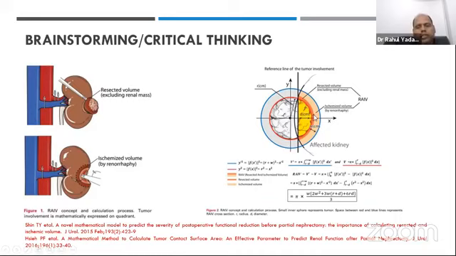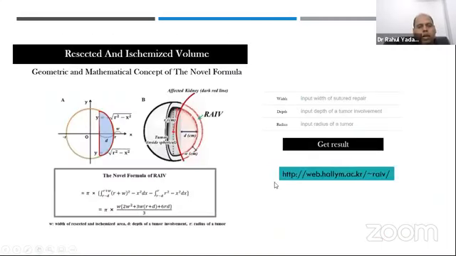There is another dimension, which is the sum of the resected volume and the ischemic volume. The resected volume is in the partial nephrectomy specimen, and the ischemic volume is because of renorrhaphy. We put this into a formula, resected and ischemic volume, in which we have to put down the width of the resected and ischemized area, the depth of tumor involvement, and the radius of the tumor.